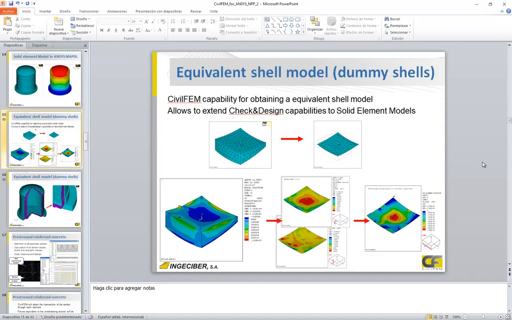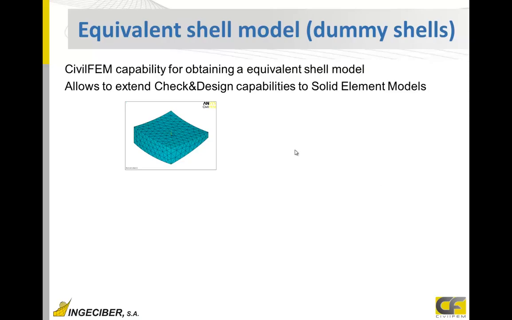Yes, you can see that the way it works is that first, from the solid element, CivilFEM generates in the middle of the section a dummy shell. This dummy shell is not structural, it's not adding any structural stiffness or whatever to the model. It's just some dummy shells to save the forces and moments that we obtain from integrating.